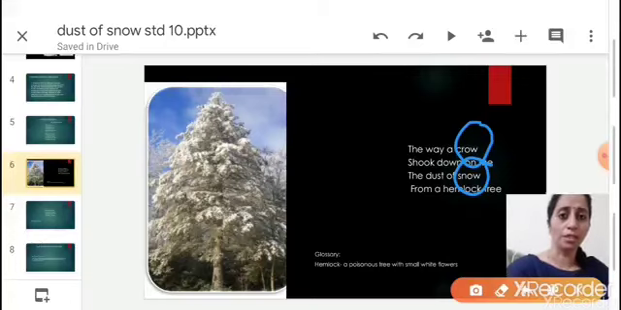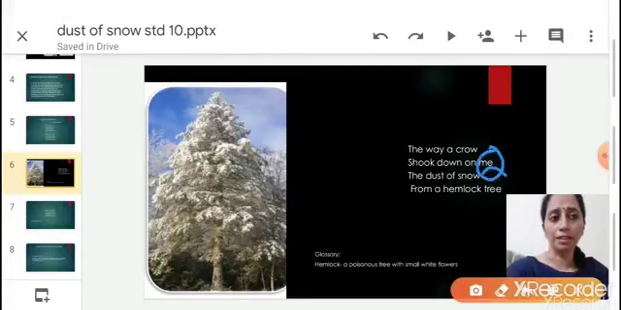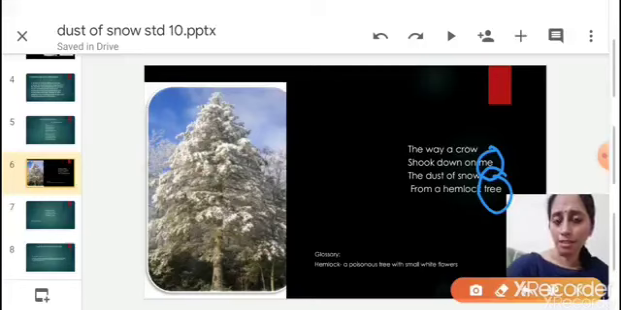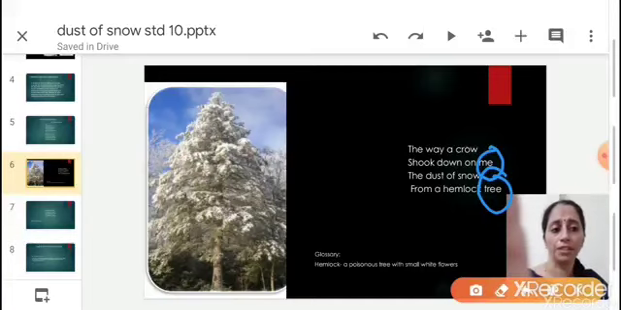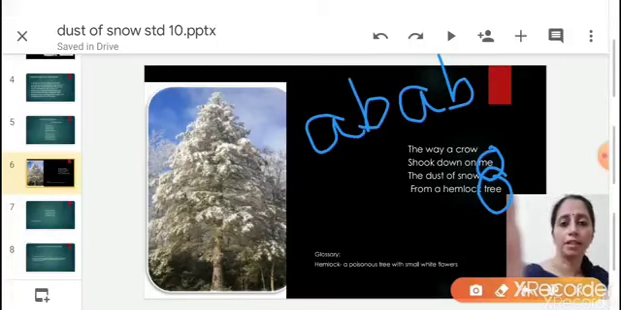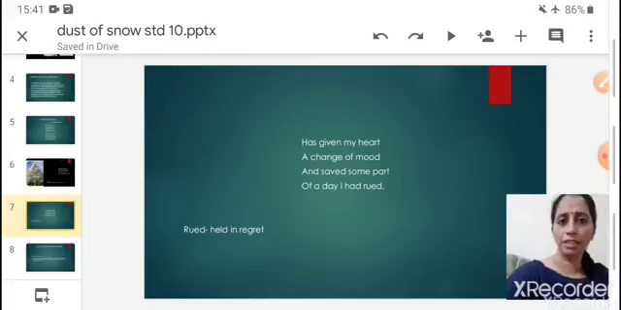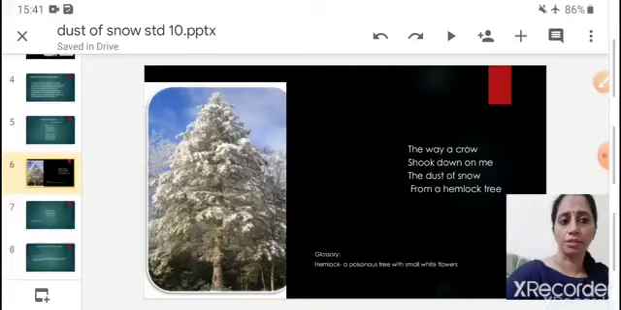So, these two words will have A. And when I speak about me and tree, they sound similar towards the end. So, we'll give them the alphabet B. So, the rhyme scheme of the first stanza is A, B, A, B. Clear, students? A, B, A, B. Now let's move on to the second stanza. It's a continuous poem. If you see carefully, there are no punctuation marks used anywhere. Clear? It's a continuous form.